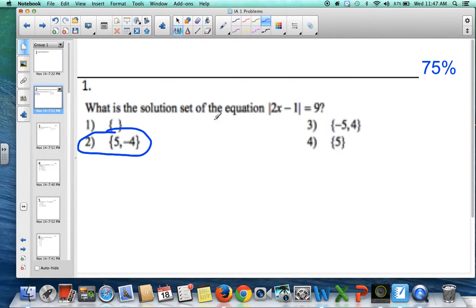We just check in, plug in 5, and 5 times 2, 10 minus 1 is 9. Absolute value 9 works. And negative 4 gives you negative 8 minus 1, which is negative 9. Absolute value is positive 9. So that's the answer there. Both of those work. That's a plug-in. Nobody should ever miss that.